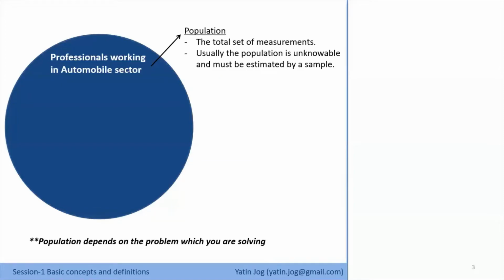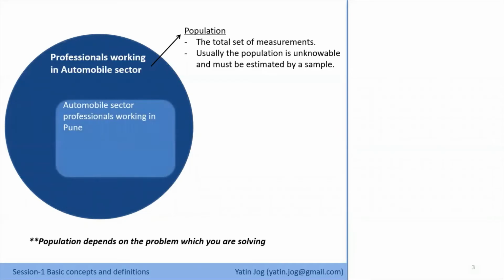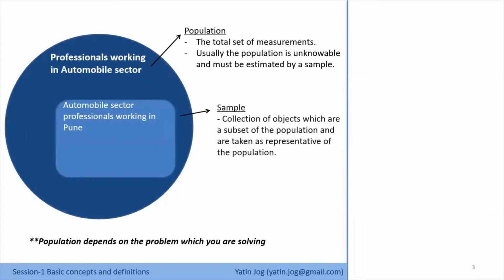Now, because it is not always possible to go for all the individuals present in a population, we always go for a part of the population which is a representative of the population. We call it a sample. A sample is a collection of objects which are a subset of the population and are taken as representative of the population. So instead of taking the whole population, we select a few from the population and create a group of those few, and we call them a sample. But while selecting those few from the population, they should be very good representatives of the whole population.